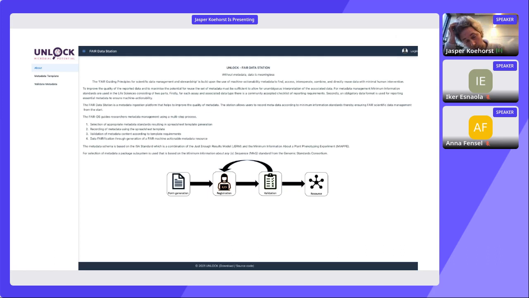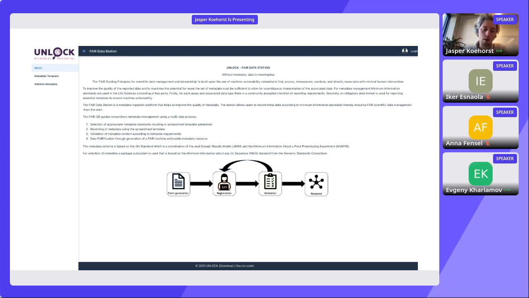So we have created a website for that. It's basically just a Java web app where people can generate these templates, but also can validate continuously what they have registered to ensure that the quality is up to the current standards. So we have a general about information page.